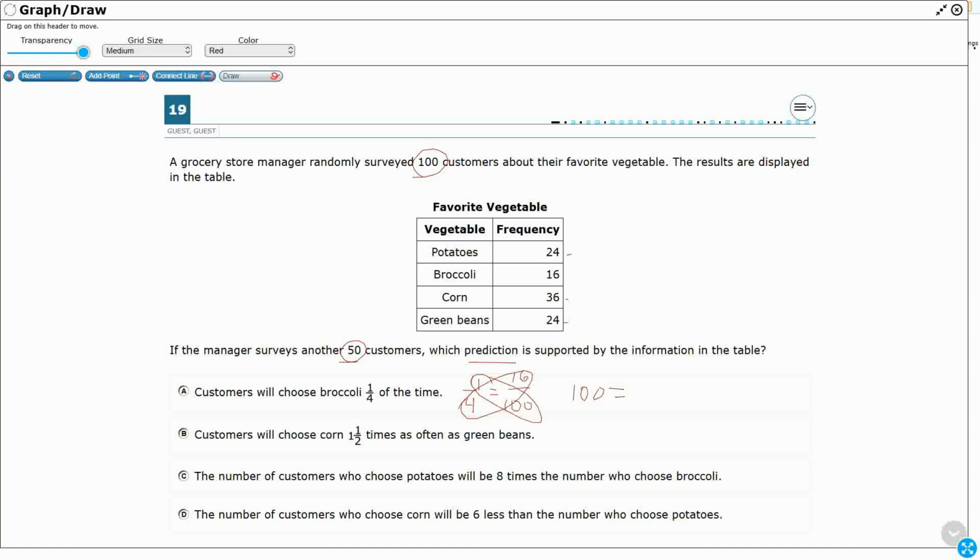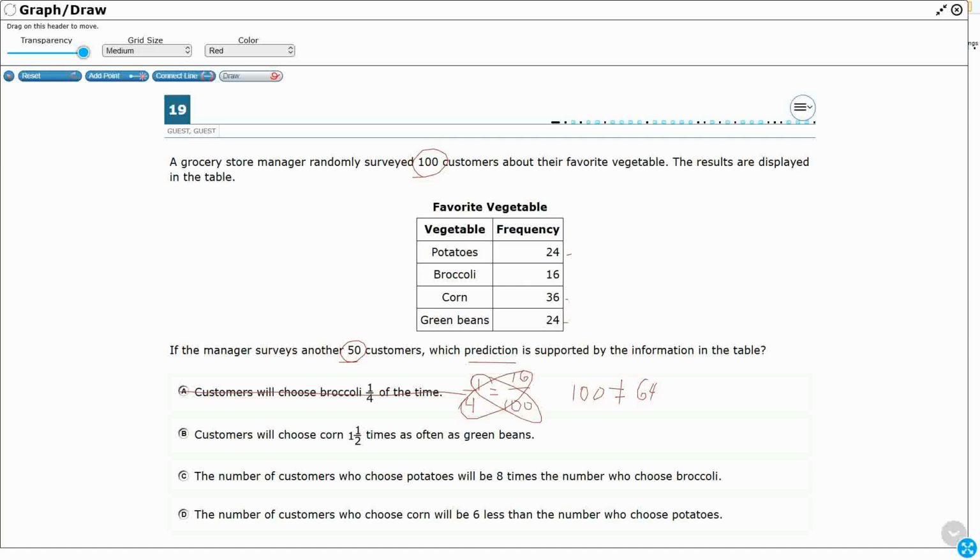So that's going to be 100. What is 16 times 4? That's 64. It's incorrect. 16 over 100 does not simplify to 1/4. That would have to be 25 over 100. Then you would have your 1/4.